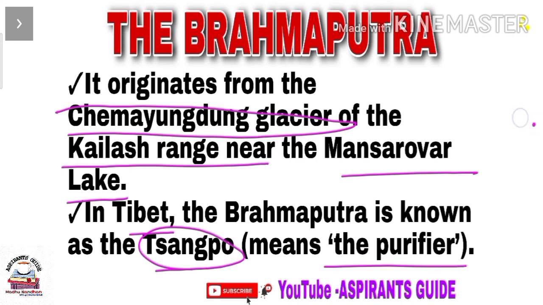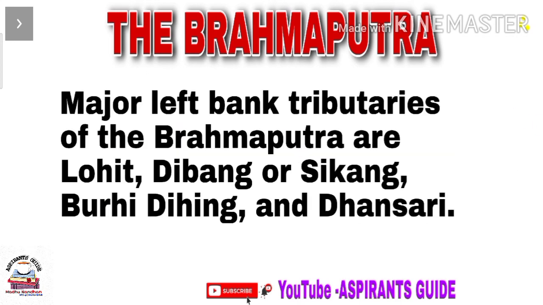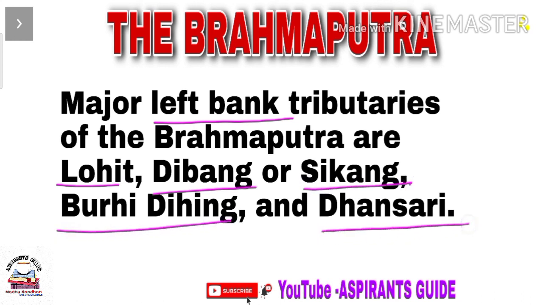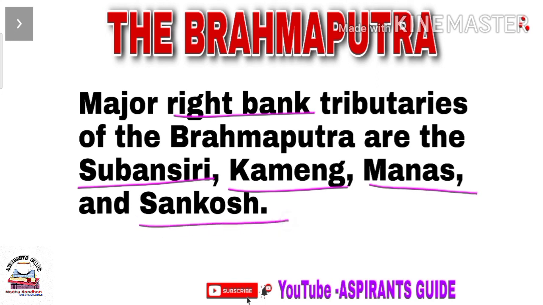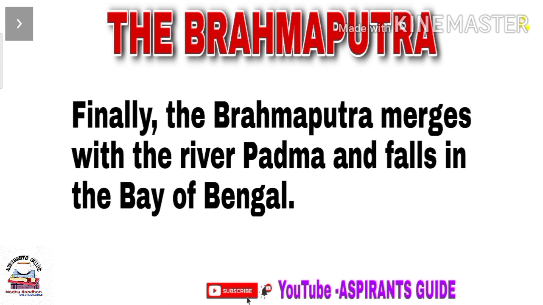Okay, now let us see the tributaries of the river Brahmaputra. Here, the major left bank tributaries of Brahmaputra are Lohit, Dibang or Sikang, Burhi Dihing and Dhansiri. Whereas the major right bank tributaries of the river Brahmaputra are the Subansiri, Kameng, Manas and Sankosh. And the river Brahmaputra finally merges with the river Padma and then drains into the Bay of Bengal.